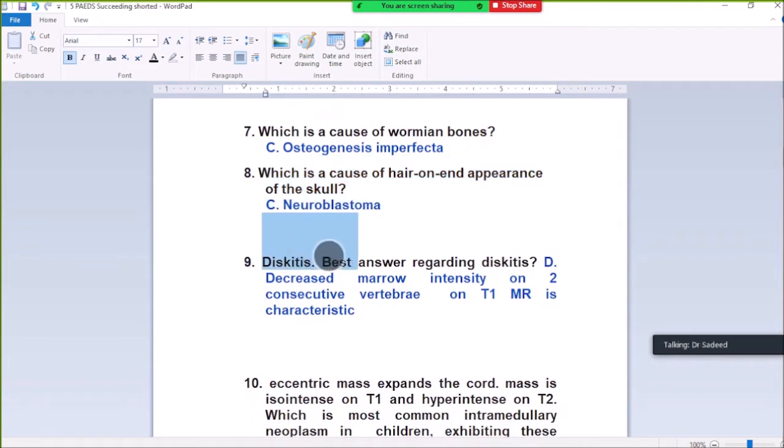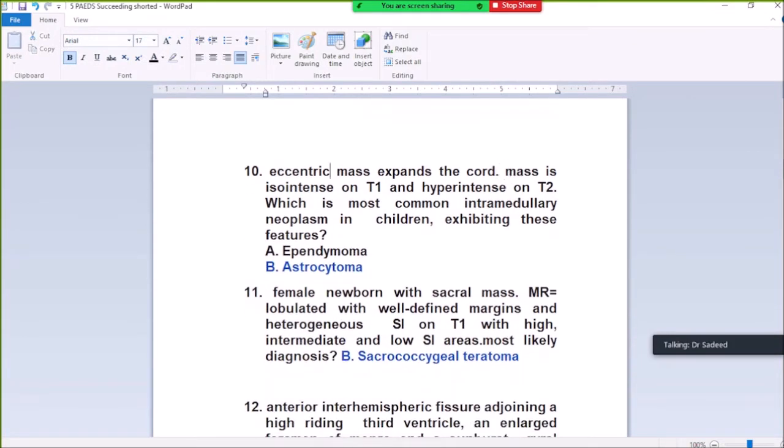Question number 9. Best answer regarding spondylodiscitis: in discitis, decreased marrow intensity on 2 consecutive vertebrae on T1 MRI is characteristic. Question number 10. Eccentric mass expanding the cord, isodense on T1 and hyperdense on T2, the most common intramedullary neoplasm in children. With these features, astrocytoma is seen in children, ependymoma is seen in adults.